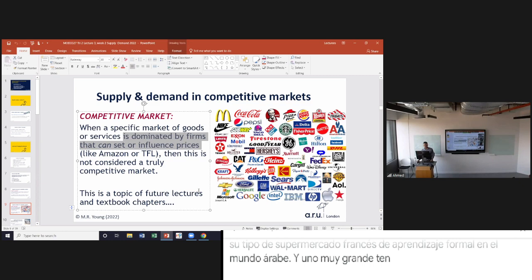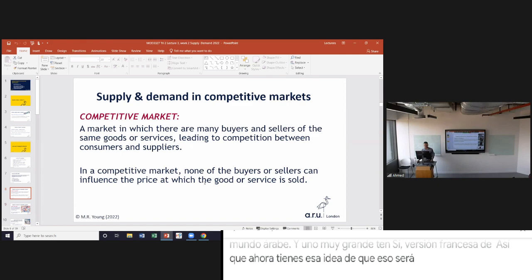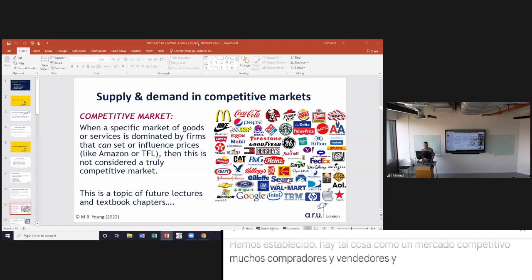So what we've established is there's such a thing as a competitive market, with many buyers and sellers, and there's such a thing as a non-competitive market where there are not many buyers and sellers.